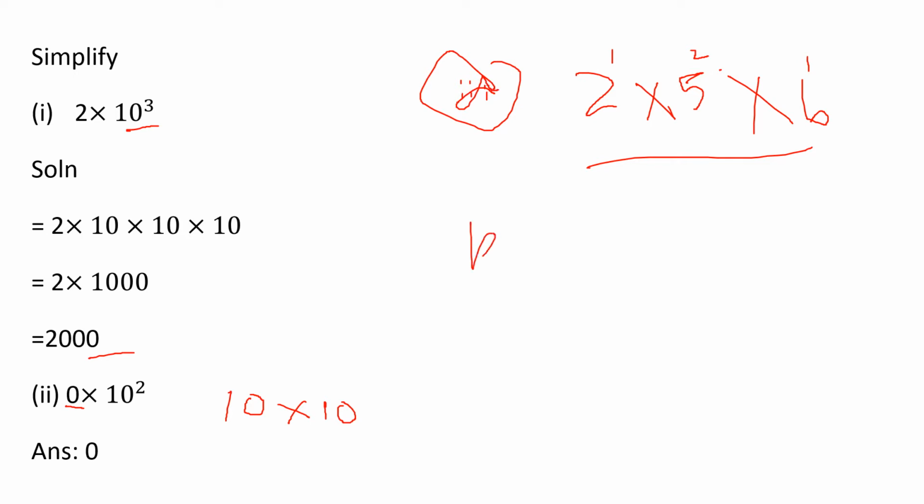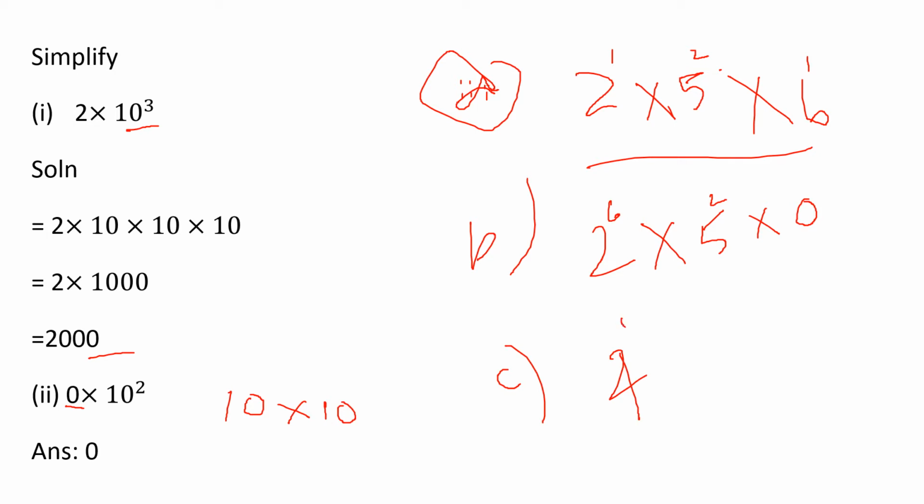Okay. Then B problem, 2 power 6 into 5 power 2 into 0. Okay, do it. Okay, children, and one more I'll give. 2 power 4 power 0, 4 power 0 into 6 power 1.